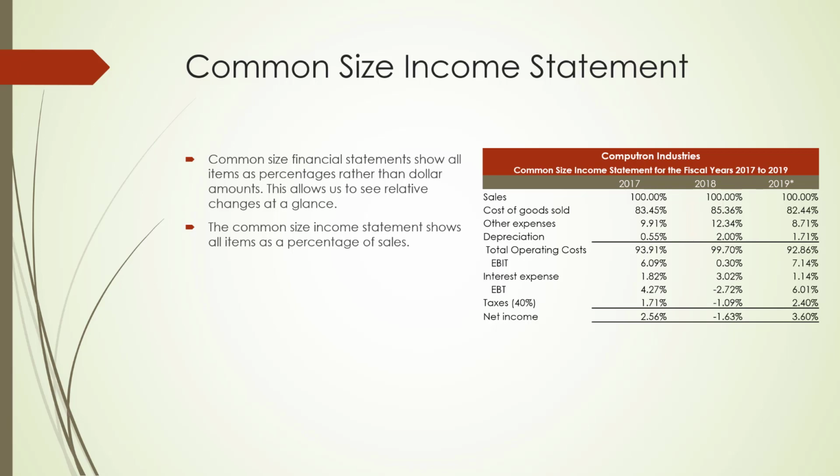So for example, here you can see that cost of goods sold rose in 2018 and it's expected to fall in 2019. Same thing with net income or any of these other items. You can see it at a glance.